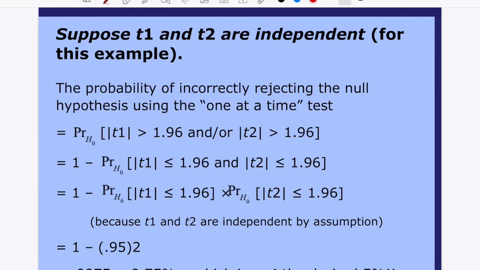The probability of incorrectly rejecting the null hypothesis using the one-at-a-time test. So what we want to check is the significance level. Right? For our conventional setting, we want 5%. But will it produce 5% if we do one at a time, right? So the setting is, beta 1 or beta 2, T1 and T2 are independent by assumption, right? So we assume independently distributed T1 and T2.